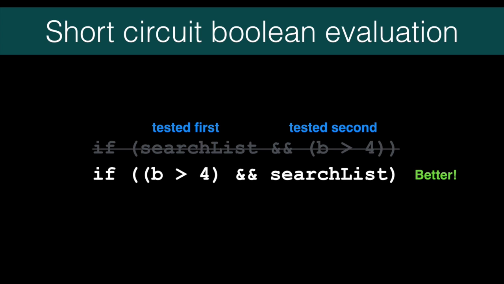This works because of short-circuit Boolean evaluation. This means it will stop evaluating the Boolean expression if it knows it will evaluate to false regardless of the rest of the expression. Since both need to be true, there's no point in searching a million numbers if b is not greater than 4. So if b is 2, Java won't even try to search.